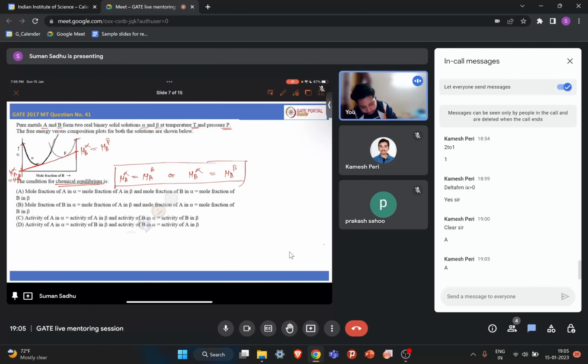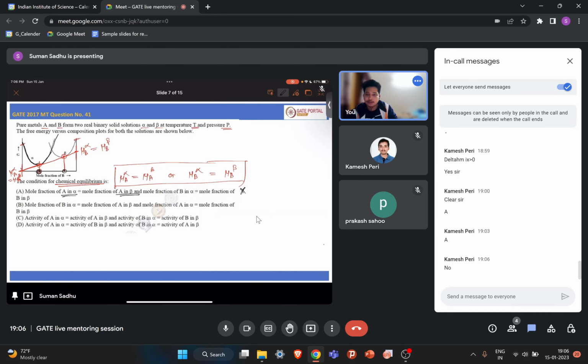This is in terms of mole fraction B. So 1 minus this composition is equal to the mole fraction of A in beta. Because this common tangent is touching here, that's why I am considering these two points. So are these two compositions equal? Mole fraction of A in alpha and mole fraction of A in beta, is it equal? No, right? This is a different composition and this is a different composition. So it is not equal, so this option is not correct.